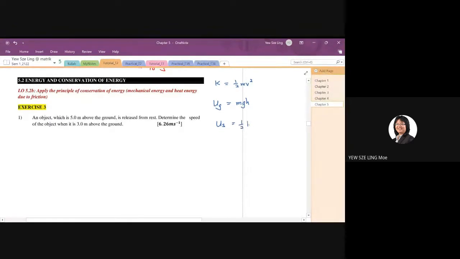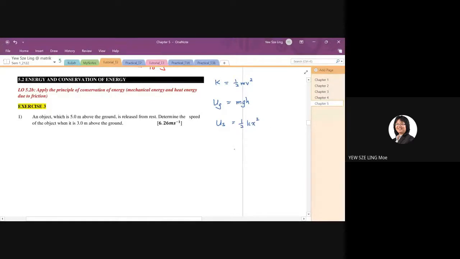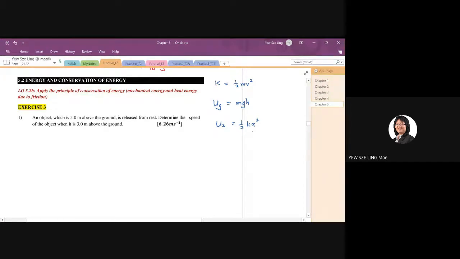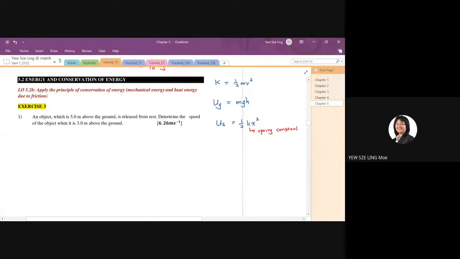Okay, 1/2 kx squared. So the equation looks very similar to the kinetic energy one, just that now you are using the difference variable. And k is your spring constant, because most of the time we are looking at what happens in the spring. What is the energy that is being stored in the spring? So these are the energies that we have.